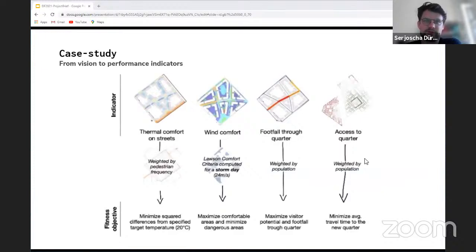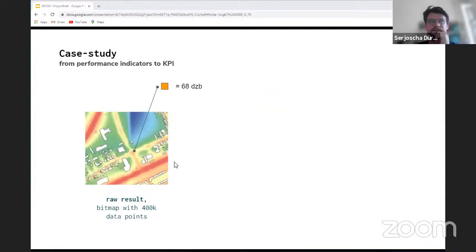Now we have a parametric model and some indicators, but it's still not precise enough. So we have to be even more specific than that. We can say we have maybe a CFD simulation, we maybe have a mobility simulation, but we need to really come to something you could call a key performance indicator, one number. And I want to illustrate this a bit. Let's have a closer look at this one.